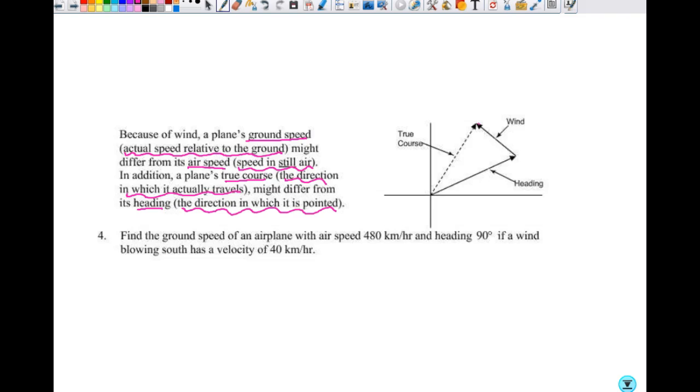So I wanted to make sure you understood the terminology here, because on number 4 it says find the ground speed. That just means the actual speed. Okay, so actual speed relative to the ground. Okay, so find the actual speed of an airplane. The airspeed is its actual velocity, but the wind is changing that some because it could be making it faster or slower if it's pushing it or whatever. Okay, does that make sense to you?